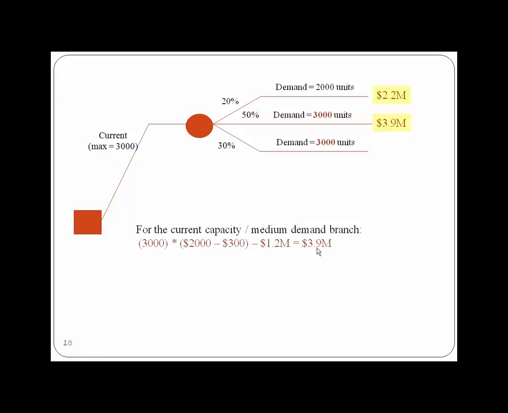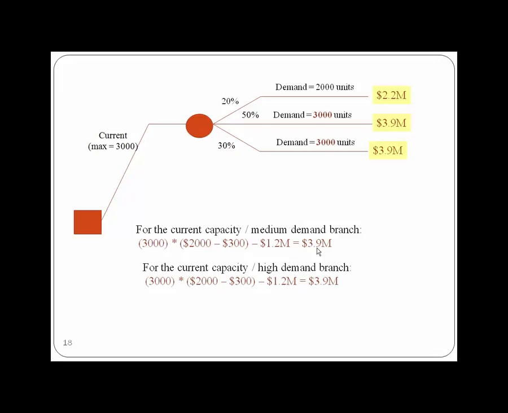So what do you think the value of the last branch here is going to be, sticking with the current capacity and high demand? Well, without even doing some calculations, we can kind of look at this and tell. If demand turns out to be quote-unquote high, potential demand is 7,000, we could still only meet 3,000 of that. So the financial outcome, if we go with current capacity and demand turns out to be high, is going to be the same as what it was if demand was medium, 3.9 million.